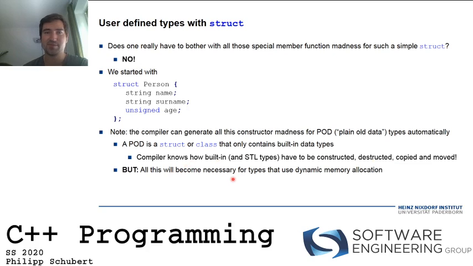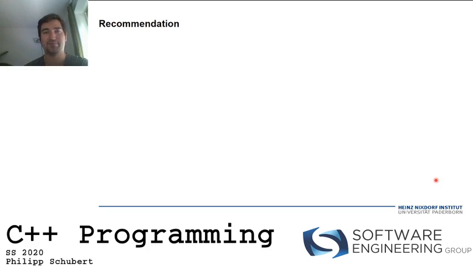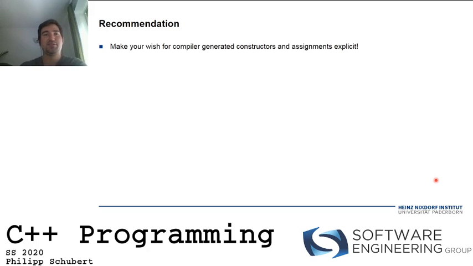But all those special member functions will become important with dynamic memory, which we will discuss next time. So my recommendation to you: make your wish for compiler-generated constructors and assignments, essentially the special member functions, explicit. If you set it explicitly to default, then you will get an error message if the compiler can't do that, which is usually a good thing. And also if your colleagues read your code, they have a better understanding of what's going on if it is explicitly written there.